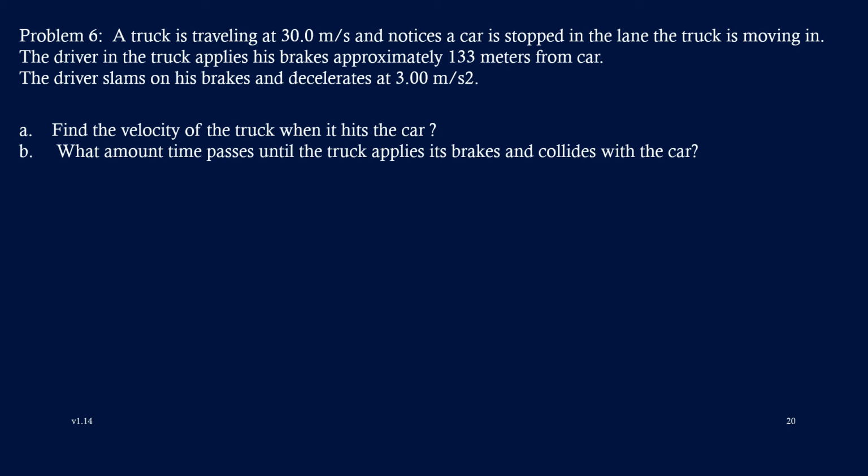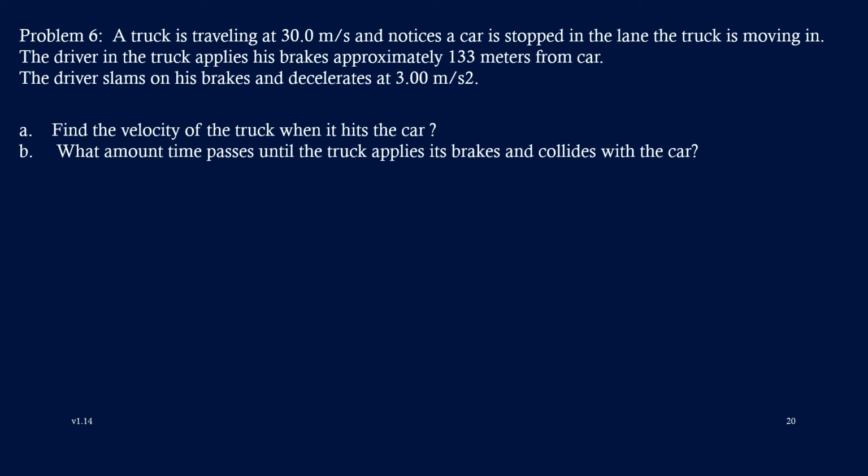Now this problem, first of all, again, look at what you have. What is the problem giving you? Well, it's giving right here, a truck is traveling at 30 meters per second. Is that constant velocity? No, it's not, because he slammed on his brakes. So we know there's deceleration. So this right here has got to be initial velocity. And as we read on, we can see that we have a displacement of 133 meters. This is our delta x in our problem.